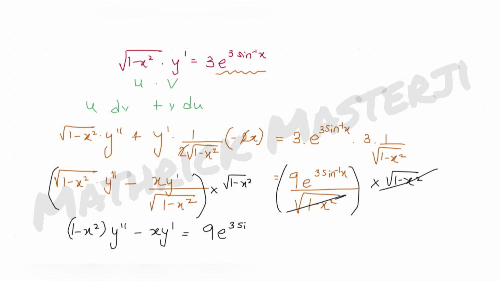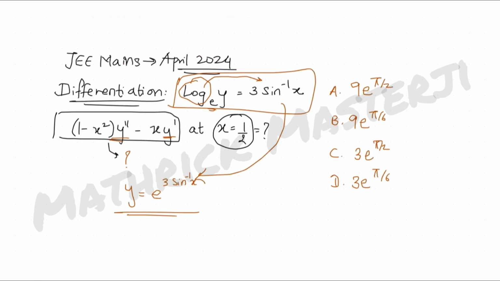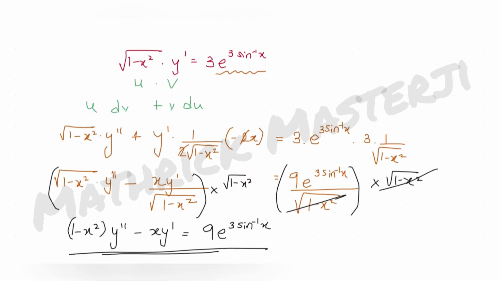Now, if I see the question on the first page, it is asking us to figure out 1 minus x square into y double dash minus x into y dash. We have already gotten this expression. The question is asking me to figure out the value of this expression at x equals half. So if I have to do that, let's see what I get.